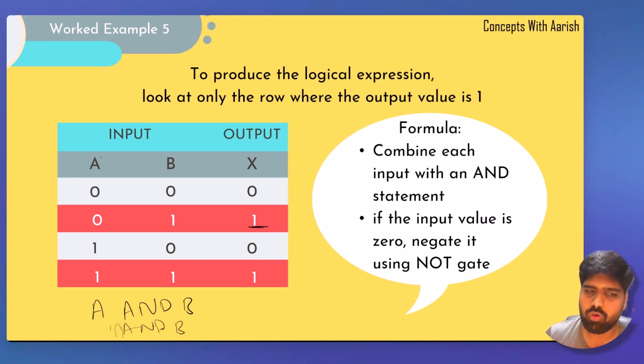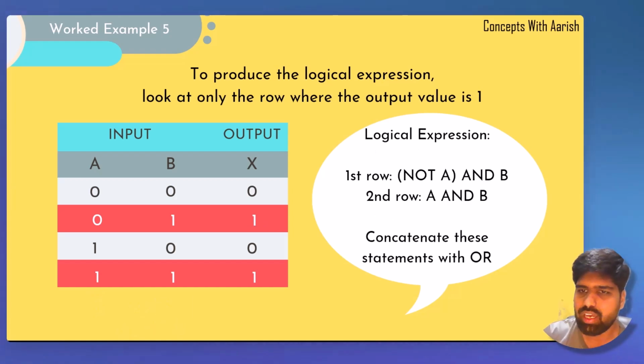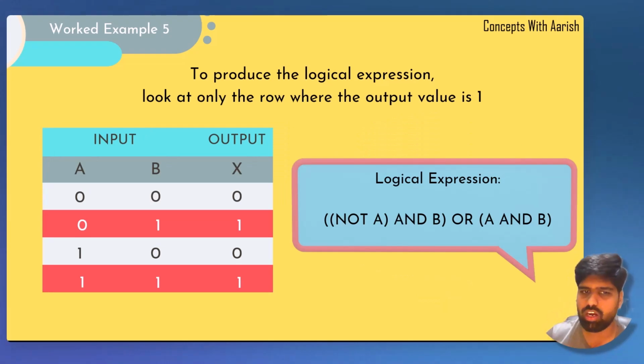Okay, so once you get A and B, one of them over here is 0, so you will negate it with the bar. For the next one none of them is 0, so you don't have to do that. Okay, but now there are two ones. Two of the outputs are 1. So you have to combine them together as well by using an OR statement. Okay, so let's see over here how it works out.